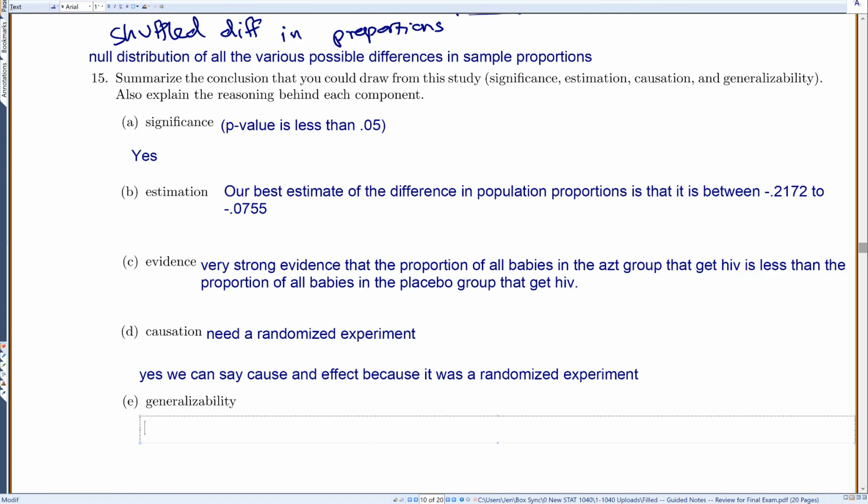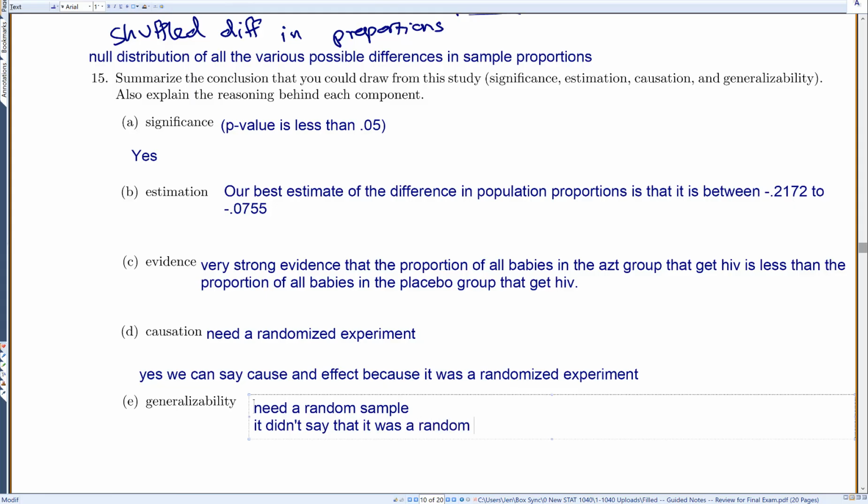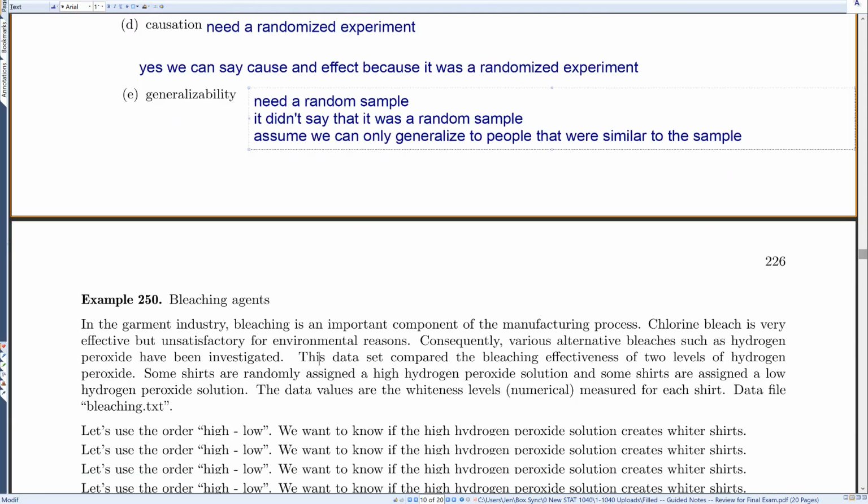So generalizability, you would need a random sample. Okay, it didn't say that it was a random sample, and usually they will say if it was. So I'm going to assume we can only generalize to people that were similar to the sample. So you can't generalize to everyone if it's not a random sample.